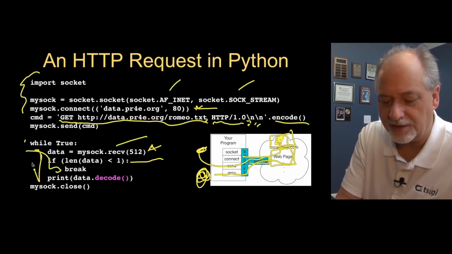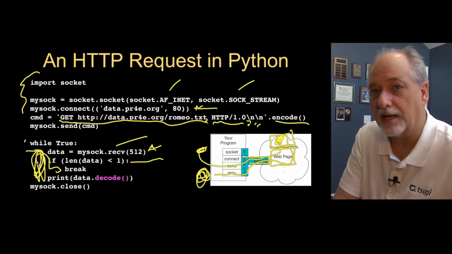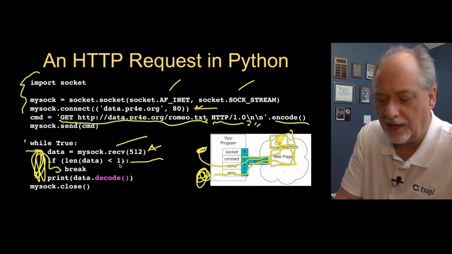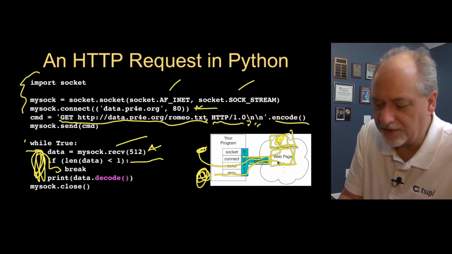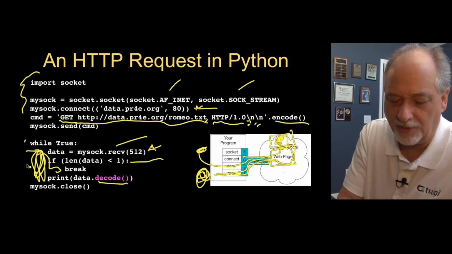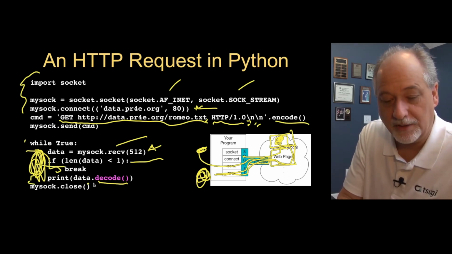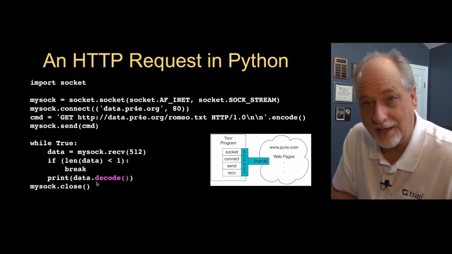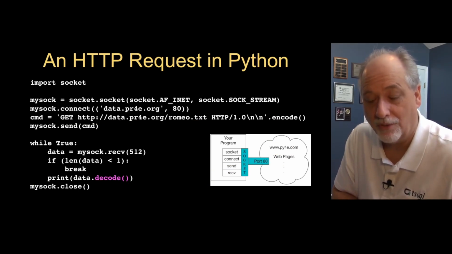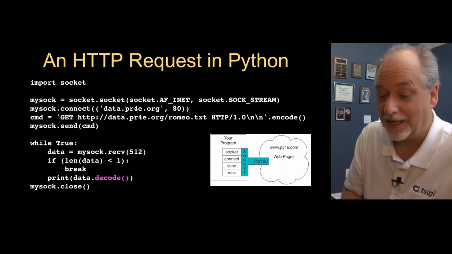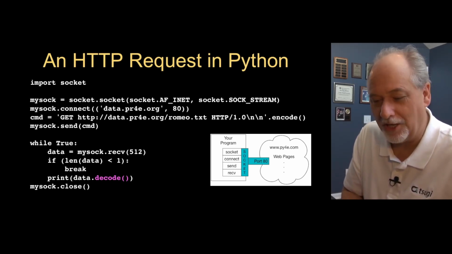So basically until the socket is closed, we're going to read this data. And because this data is coming from the outside world, we have to decode it before we print it. And then when we're all done, we break out of here and we close the socket. So literally, that is an entire web browser written in 10 lines of Python. And again, this is why everybody loves Python.